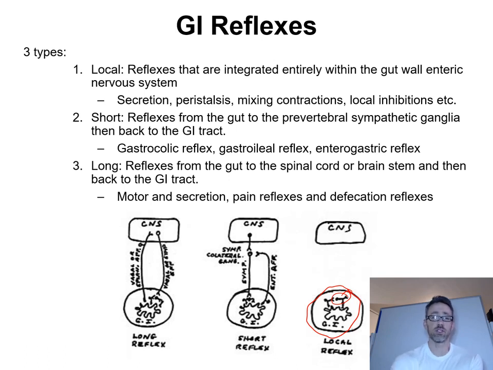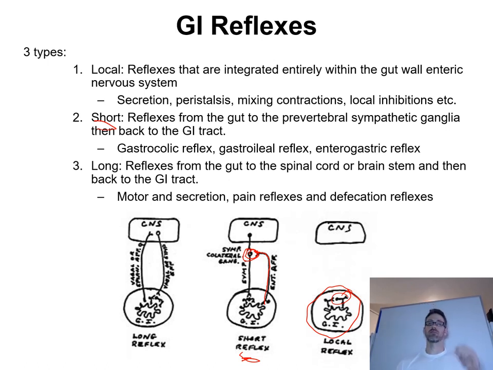Then you have short reflexes. The short reflexes just mean that they don't go all the way back to the central nervous system. So they leave the GI tract. So this example here is a short reflex. It leaves the GI tract, okay? And what you'll notice is that as it's leaving, instead of going all the way back to the CNS, it actually synapses in the ganglia there.